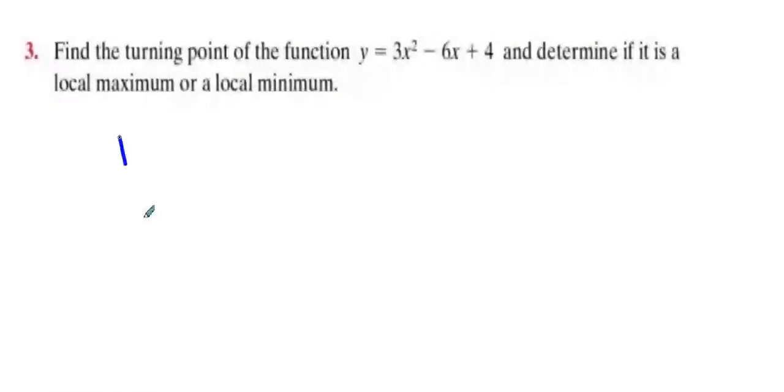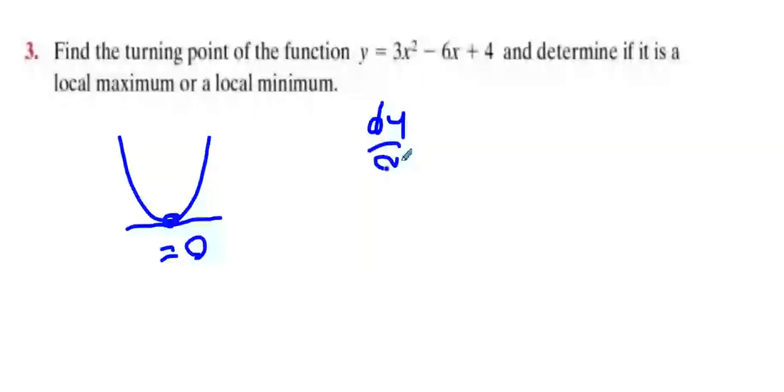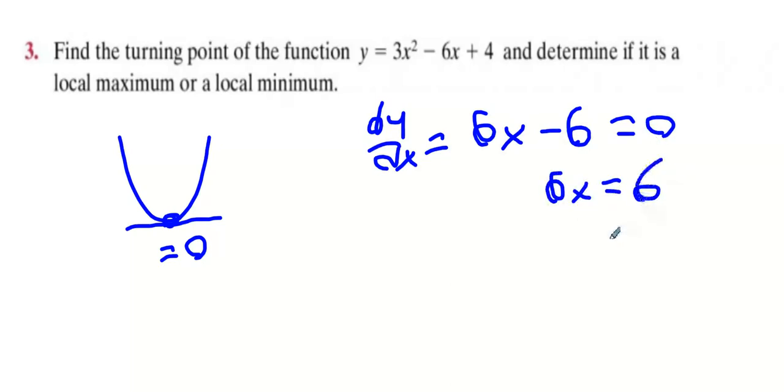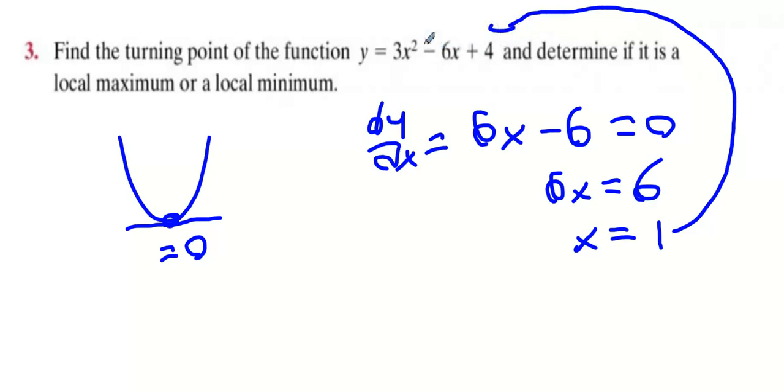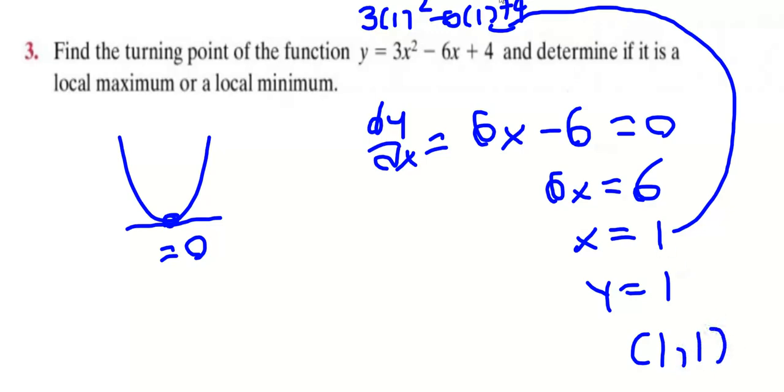This is a u-shaped function. Means that the slope is 0 at the bottom of the function. First derivative, dy/dx is 6x minus 6. You solve for x, you get 6x equals 6, and then x equals 1. You sub x equals 1 back into the original. So you get 3 times 1 squared minus 6 times 1 plus 4. And what do you guys get? 1 as well. So this means your minimum point is the point 1, 1.